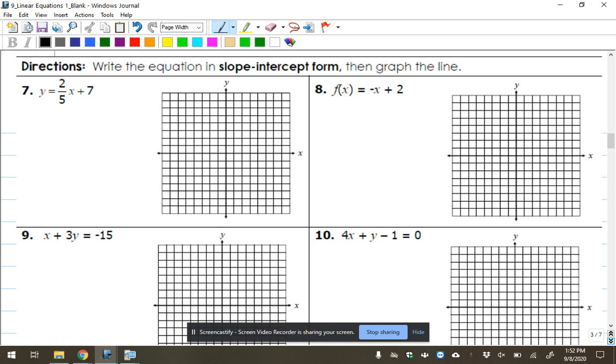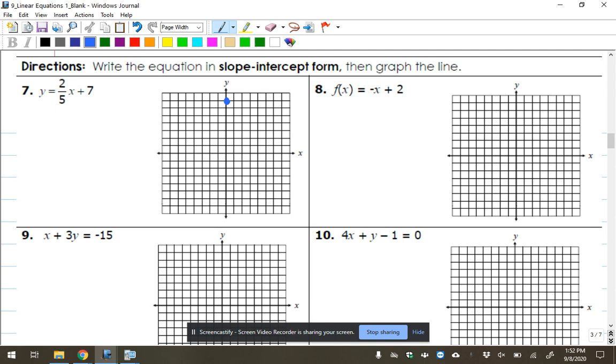So what is the y-intercept for number 7? 7. So I'm going to go to 7 on the y-axis. 1, 2, 3, 4, 5, 6, 7. And then the rise over run, or the slope, is 2 over 5. But if I go up 2, I go off my grid. So how do I count that, Connor? You can change both the numerator and denominator to negative. Very good. So it's a positive 2/5, right? So the line should be going like this, right?